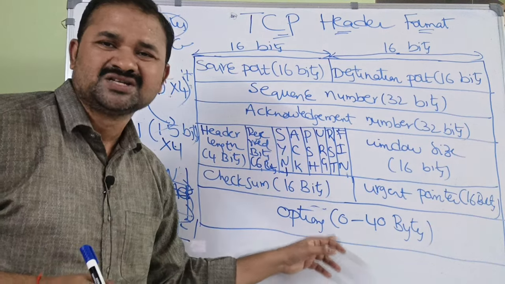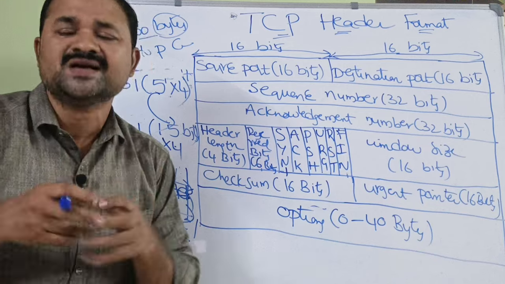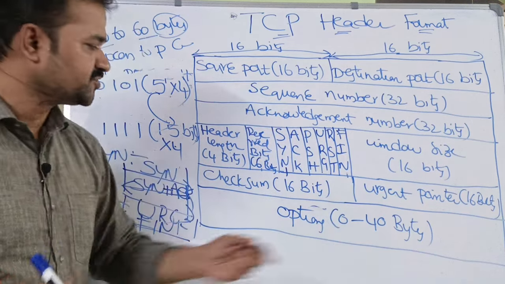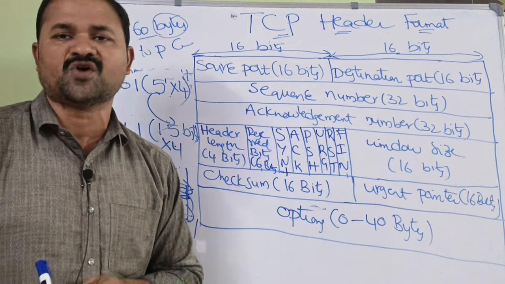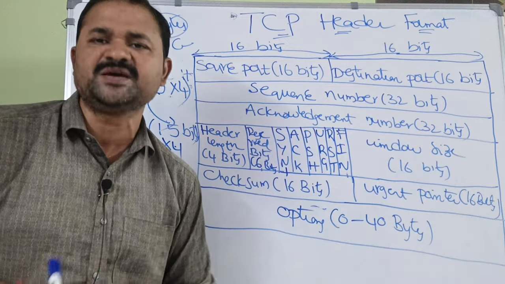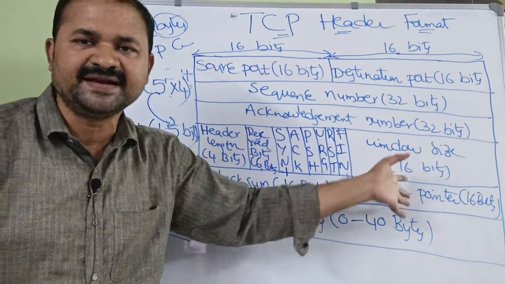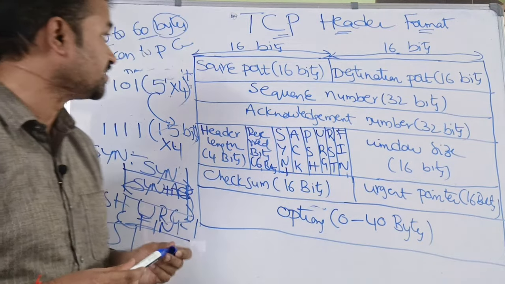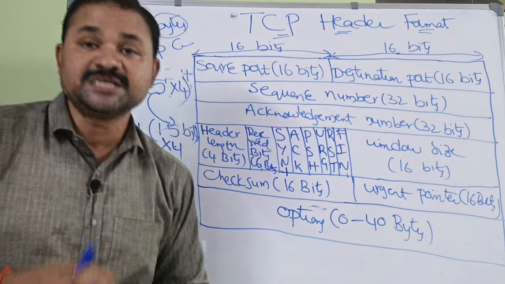Next, options. It is useful for specifying some optional information. So it is not compulsory, it is optional. Here the size ranges from 0 to 40 bytes. Suppose the options information has a maximum size of 40 bytes, then we can say the TCP header size is, this size is 20 bytes. So 20 plus 40 means 60 bytes. So this is about the TCP header format.